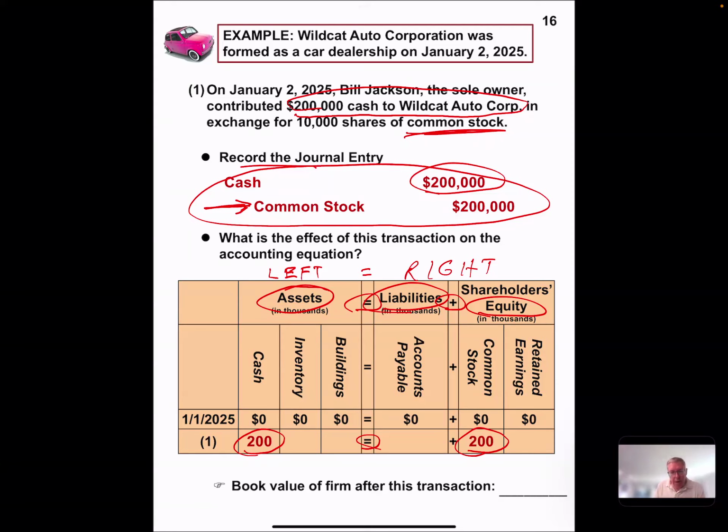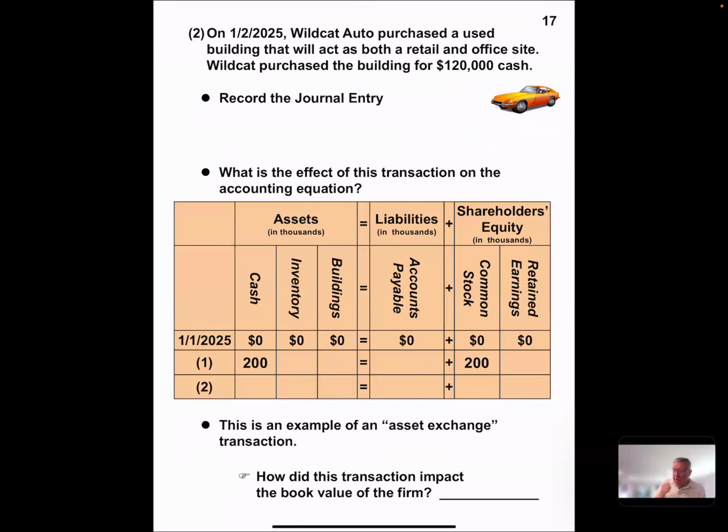So right now, book value would equal total shareholders' equity. If we look at shareholders' equity here, these two accounts together, $200,000. So we say that is the book value of the firm. Okay. Let's continue on to another journal entry.